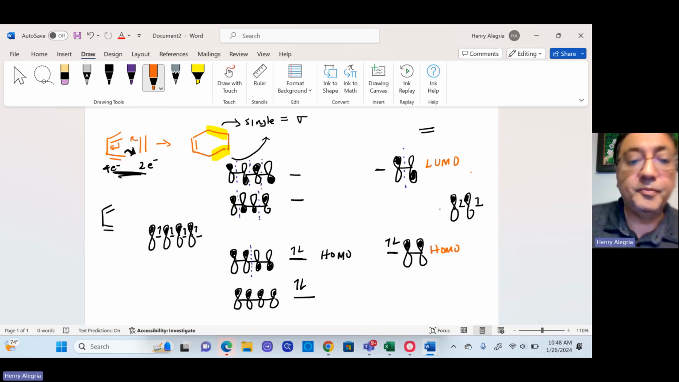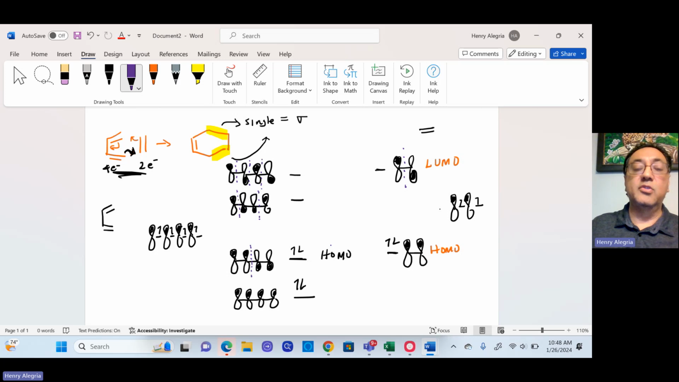So can the two electrons on the HOMO orbital from the diene be pushed to the HOMO orbital of the dienophile? No, because the HOMO orbital already has two electrons, and we learned a long time ago that the maximum number of electrons that can fit or exist in an orbital is 2. So therefore, the way this reaction happens is the two electrons from the HOMO orbital in the diene are going to be pushed or donated towards the LUMO orbital of the dienophile.